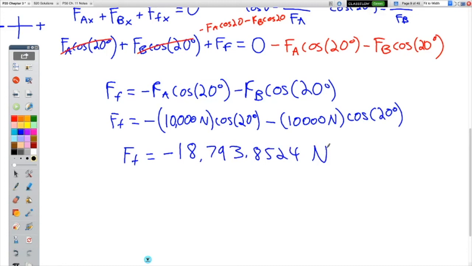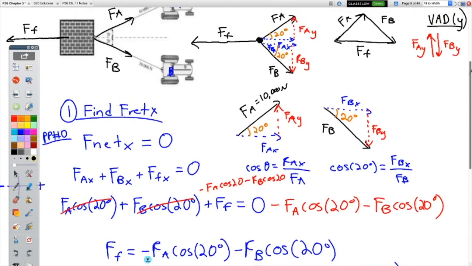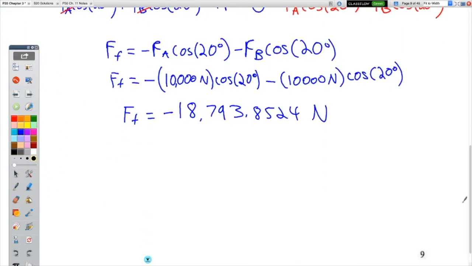What does that negative mean? Always, if you get a negative, think about it. Is that what we expected? Well, we said this direction was going to be positive. Which way is friction? The opposite direction, so it should be negative. That's good. If this thing is moving with constant uniform motion, it's not accelerating. We know how hard A is pulling in the x, and how hard B is pulling in the x, so we can figure out what friction must be doing to undo both of those.